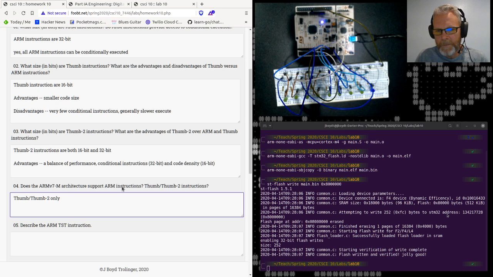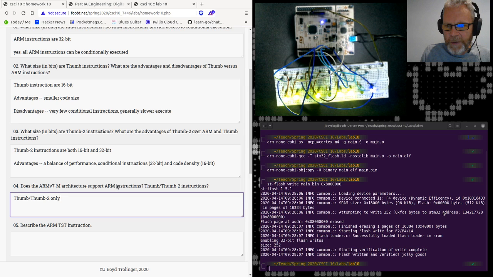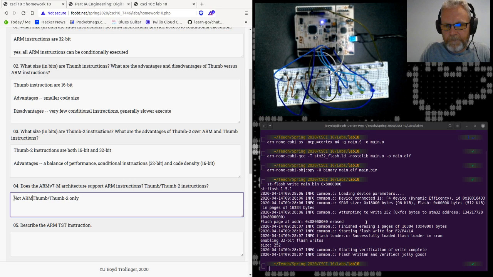I don't know why I put only, it doesn't really matter. So Thumb and Thumb 2. Oh wait, no, yeah, only. I do need only because part of the question was ARM. Thumb and Thumb 2 only.